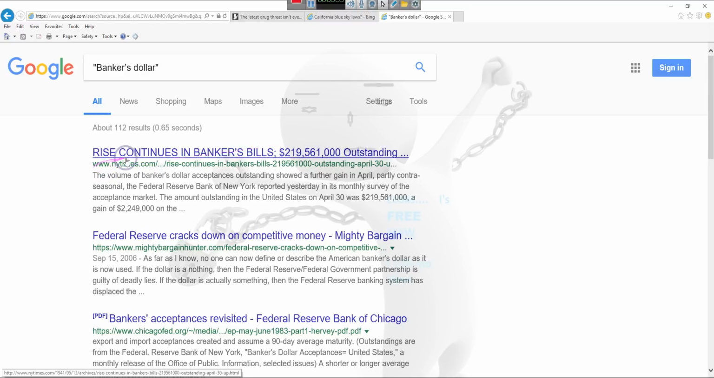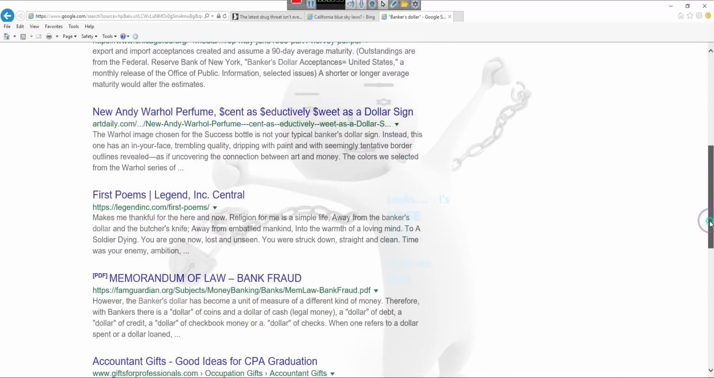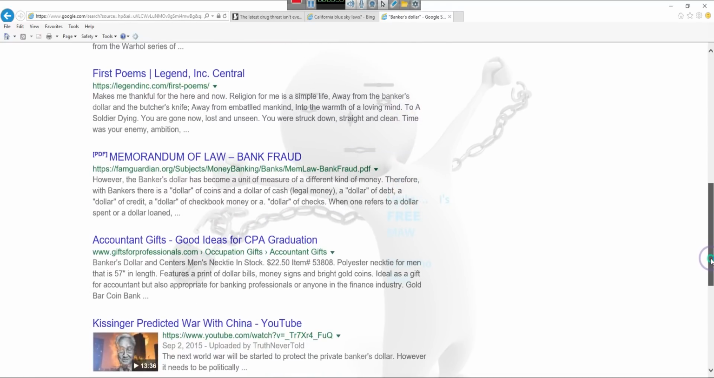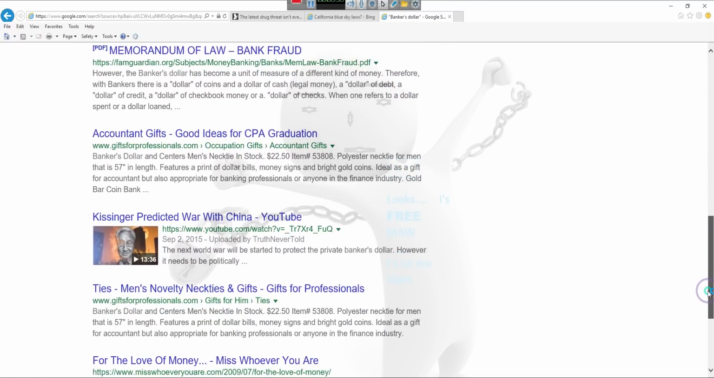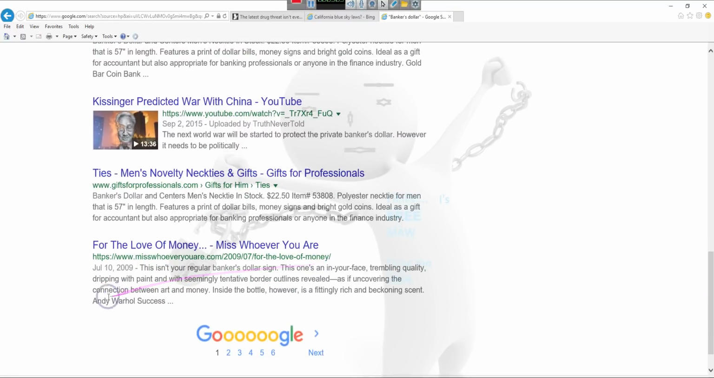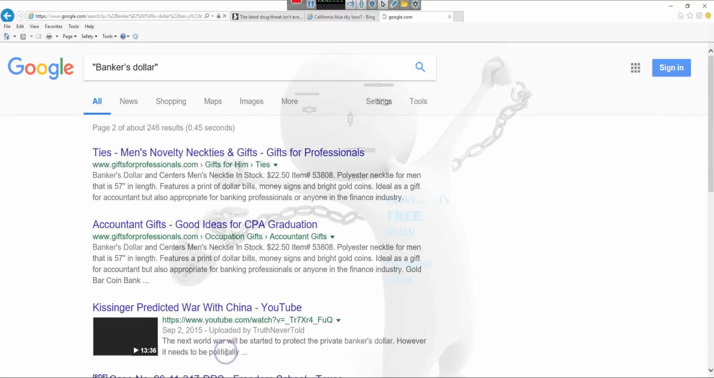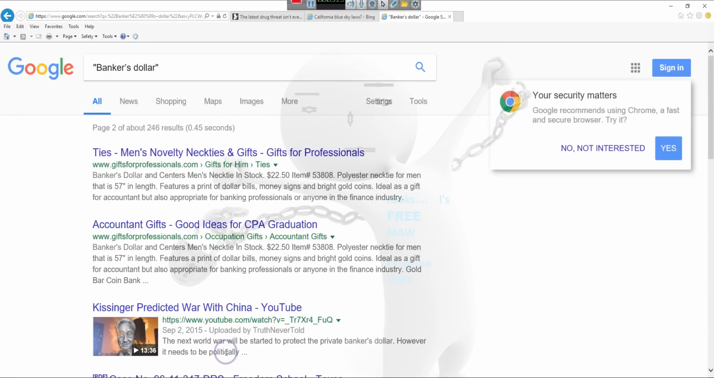Okay. Rise continues in bankers' bills. Nobody cares about that. Federal Reserve cracks down on competitive money. No. Don't care about bankers' acceptances. See, can't find anything talking about bankers' dollars. So, somebody created a phrase, people. Pay attention. This is gifts for professionals, that same bankers' dollar. But nothing else talks about bankers' dollars. Doesn't highlight on any of the searches.